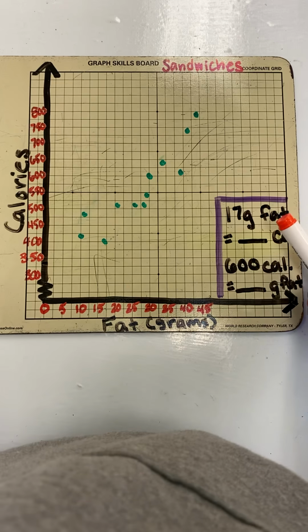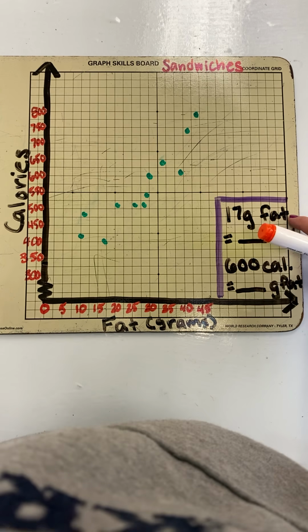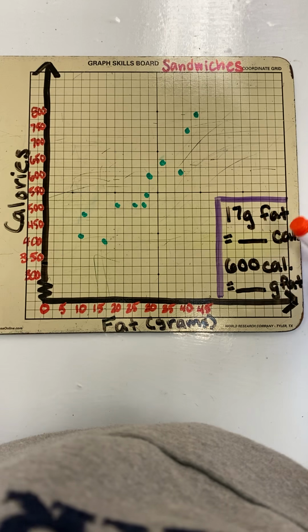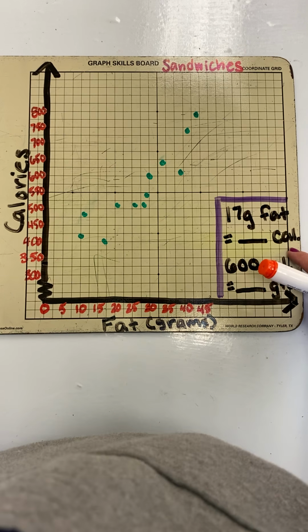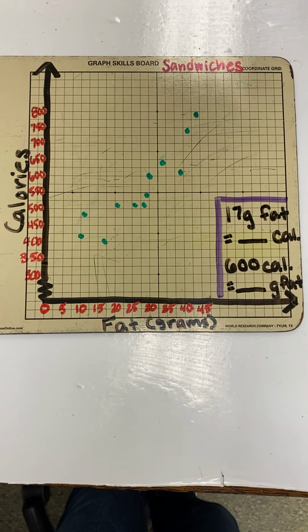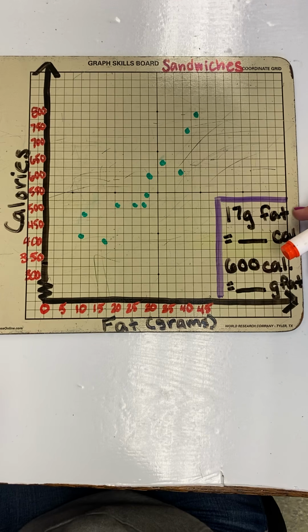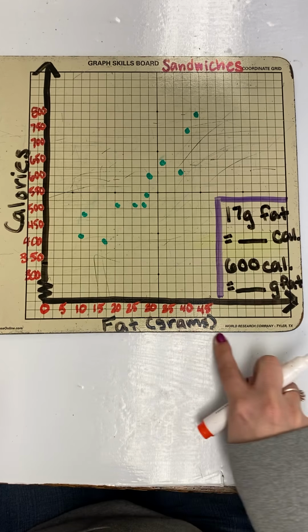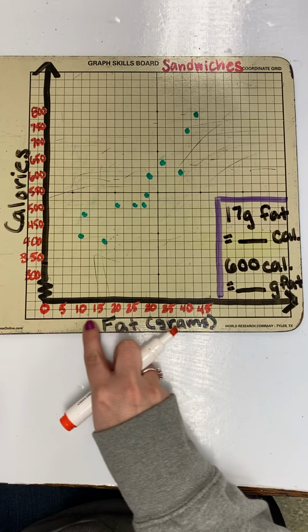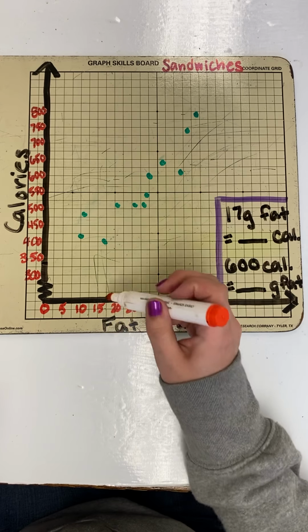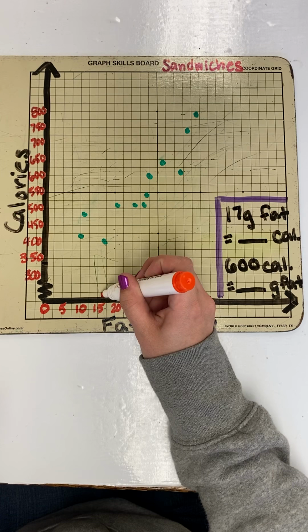So over here I have a few questions. When there's 17 grams of fat, how many calories are there typically in a sandwich? How would we go about figuring this out? Basically, we know we're looking at 17 grams of fat, so I'm going to look at my grams of fat side and figure out where it's 17. In this case, it's about right here.